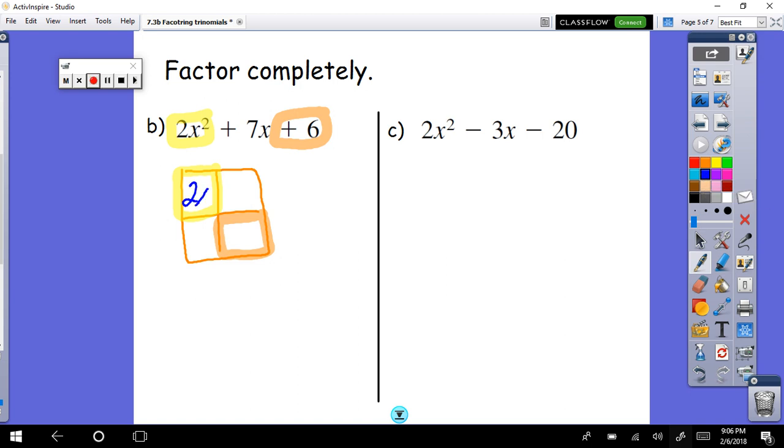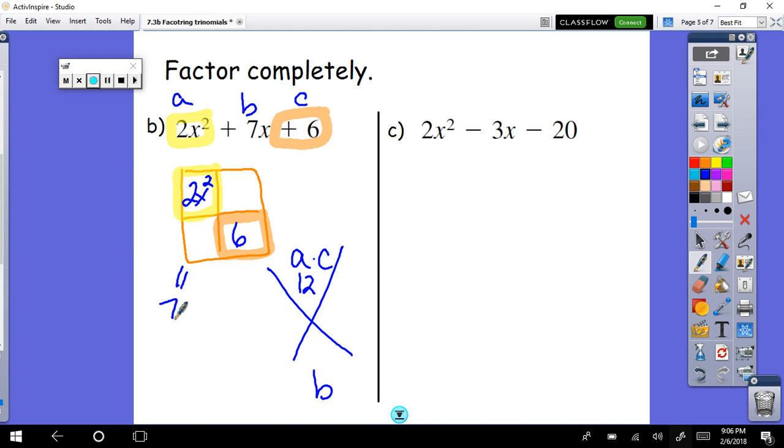So the 2x squared goes here, and the 6 goes here. Then you do a times c, which is ac, and you want the product of a times c, and then it has to add up to B. So 2 times 6 is 12, and then the middle has to add up to 7x. That's our B. The numbers that multiply together to give me 12, but add up to 7.